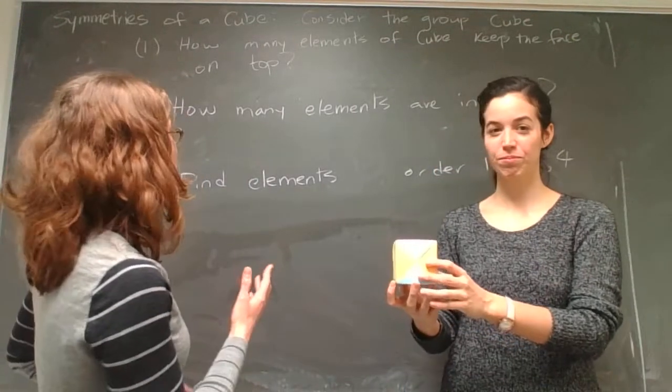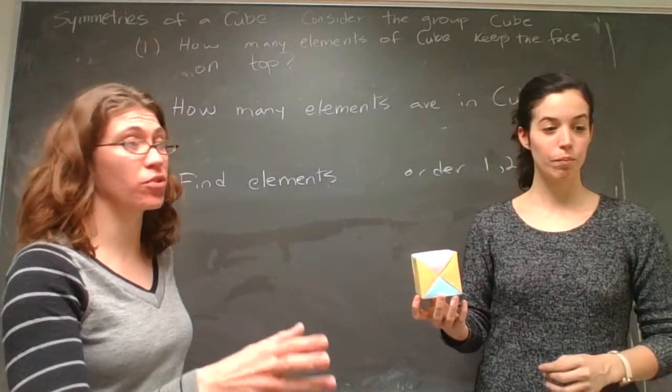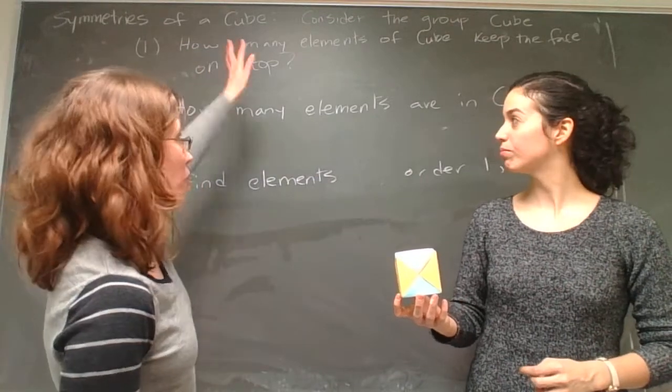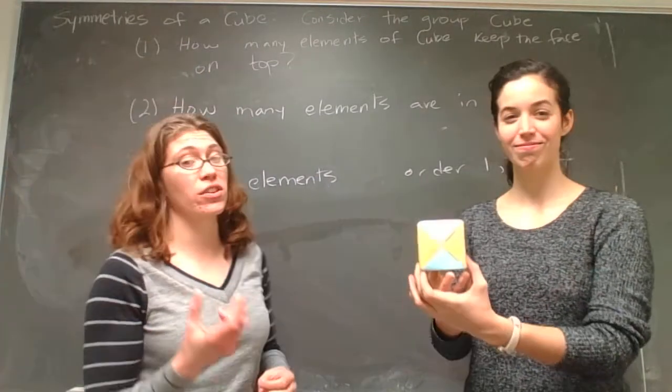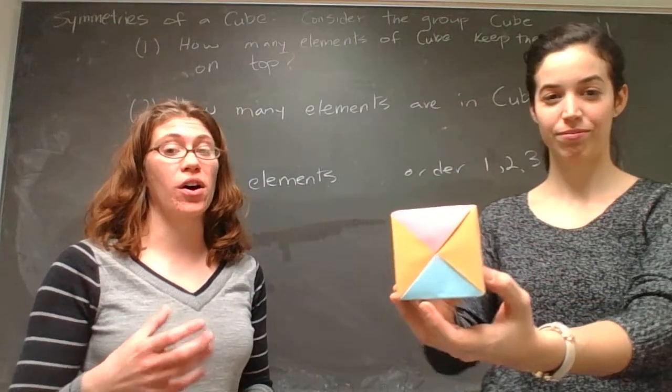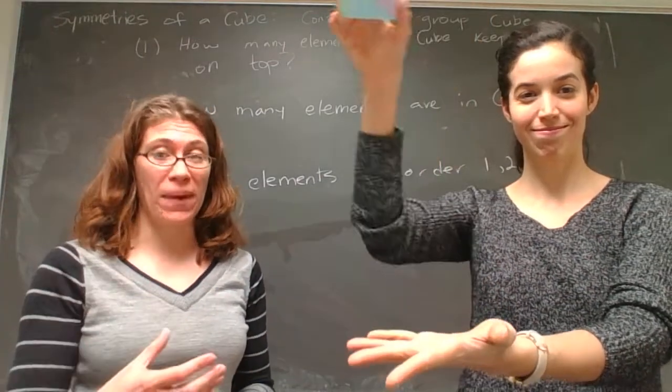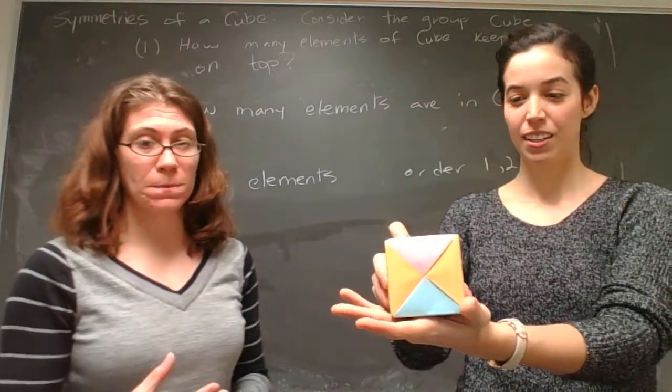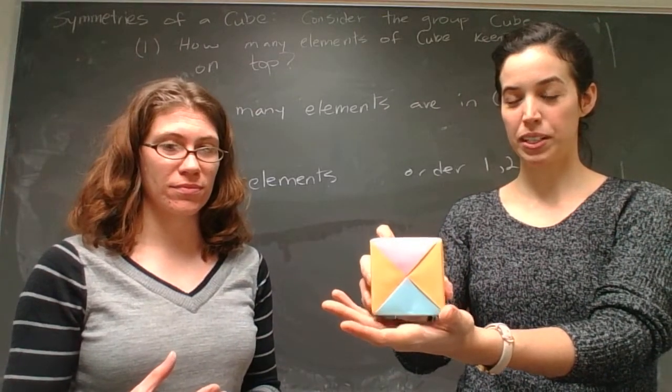So what we're working on now is from the More Groups adventure sheet, where we're looking at the symmetries of the cube. And we're considering the group cube consisting of all the ways of picking up a cube and putting it back in the same place. I mean, there's many ways in which you can do that.